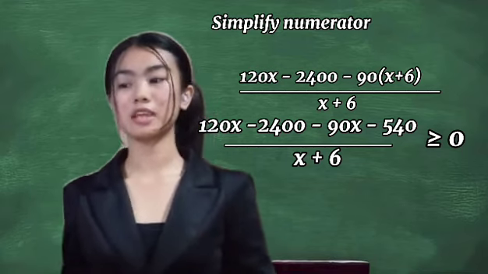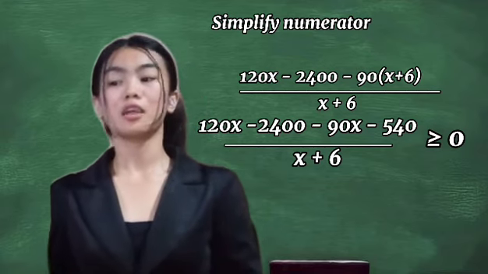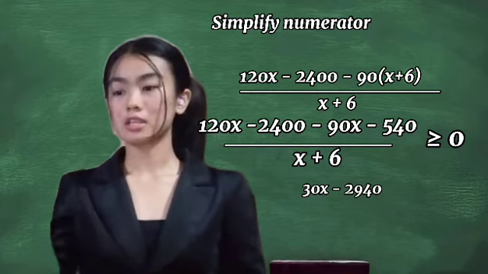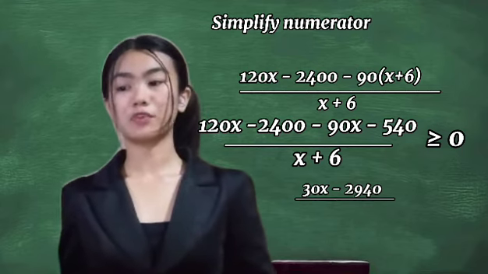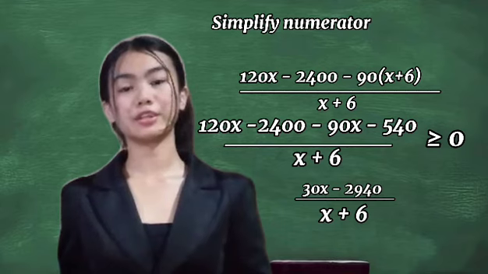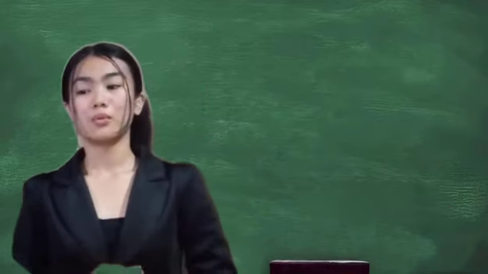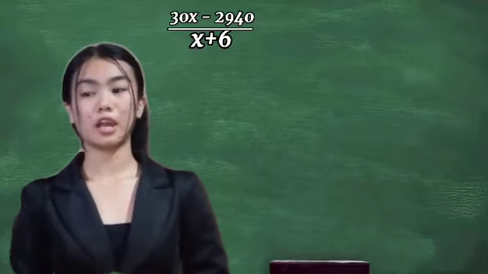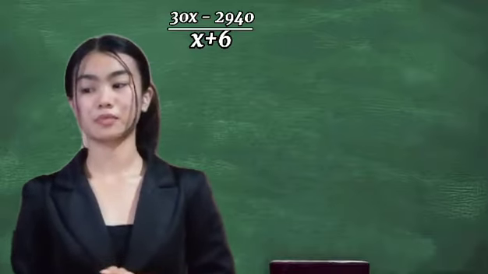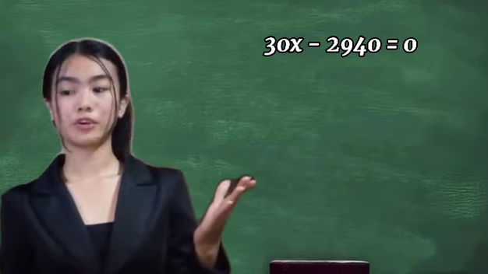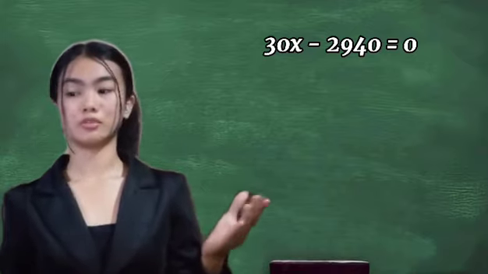120x minus 90x is equal to 30x. Therefore, our inequality is 30x minus 2,940 over x plus 6 greater than or equal to 0. Lastly, we will have to equate the numerator and denominator to 0. 30x minus 2,940 is equal to 0.